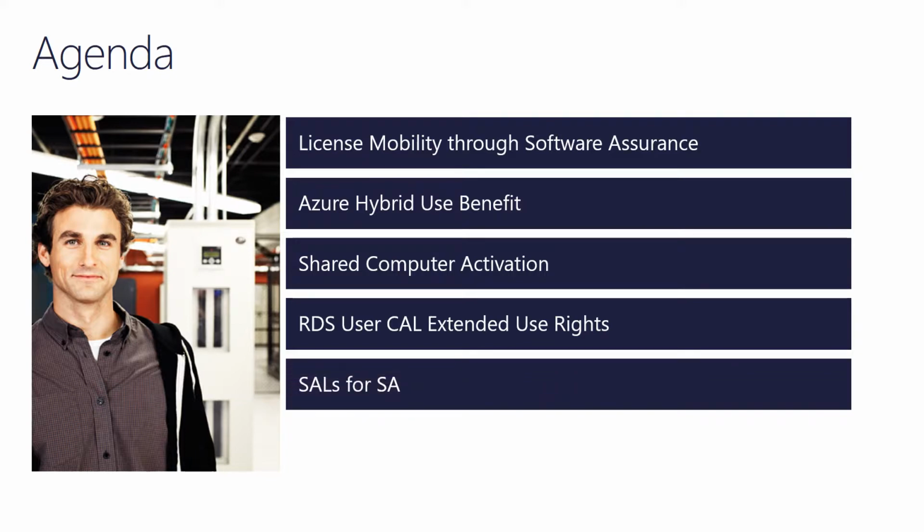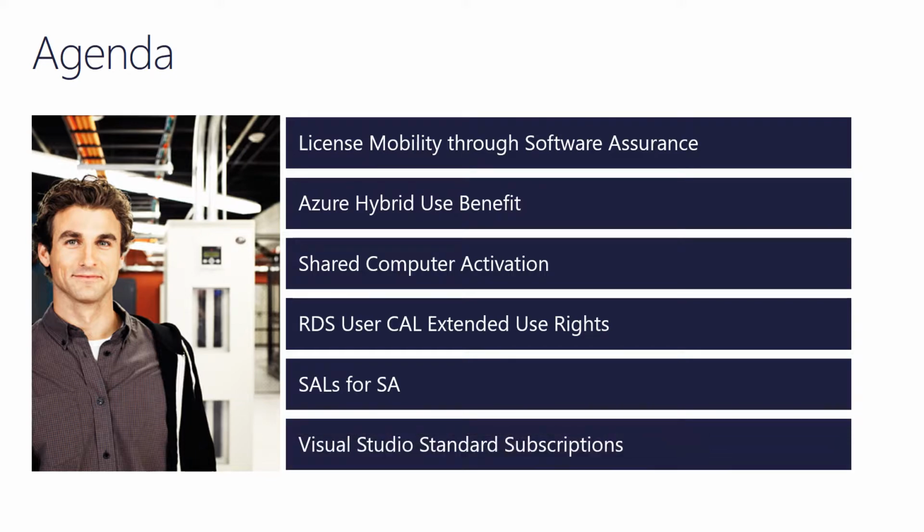Next, we'll see how customers who are already licensed for on-premises products can acquire subscriber access licenses, or SALs for SA, to give them the flexibility of moving to a hybrid or cloud solution for their productivity servers. And finally, we'll take a look at the developer community and see what cloud options there are for developers already licensed with a Visual Studio Standard subscription. Now, do note that you may know these subscriptions by their previous name of MSDN subscriptions. But let's get started.